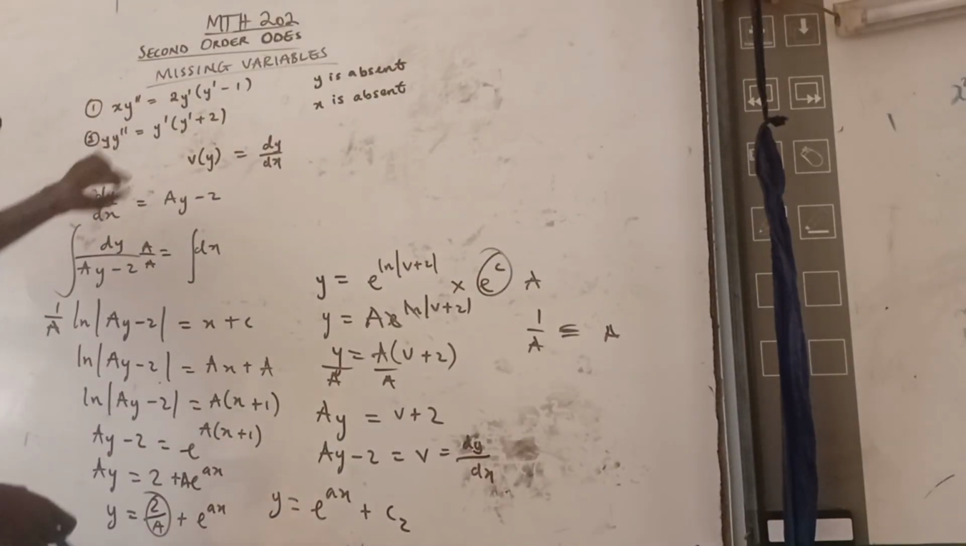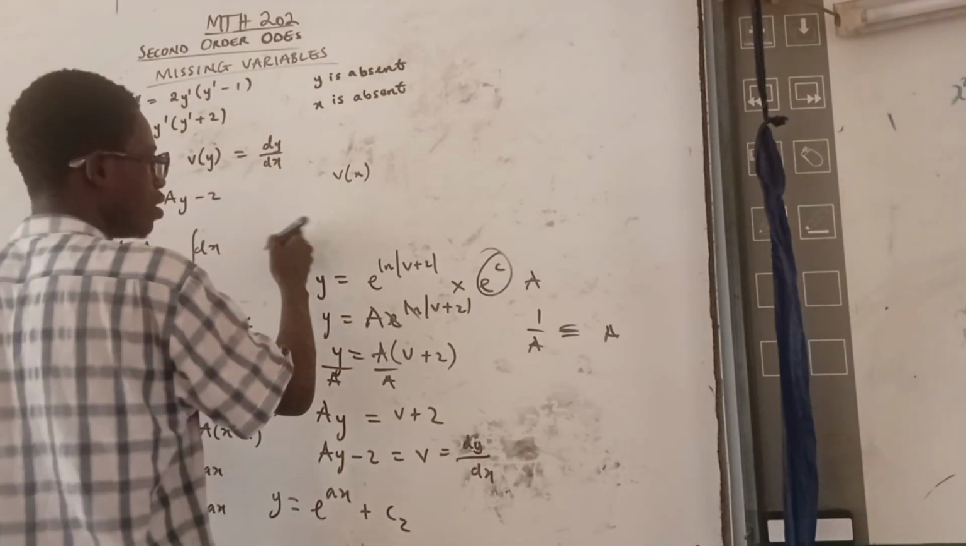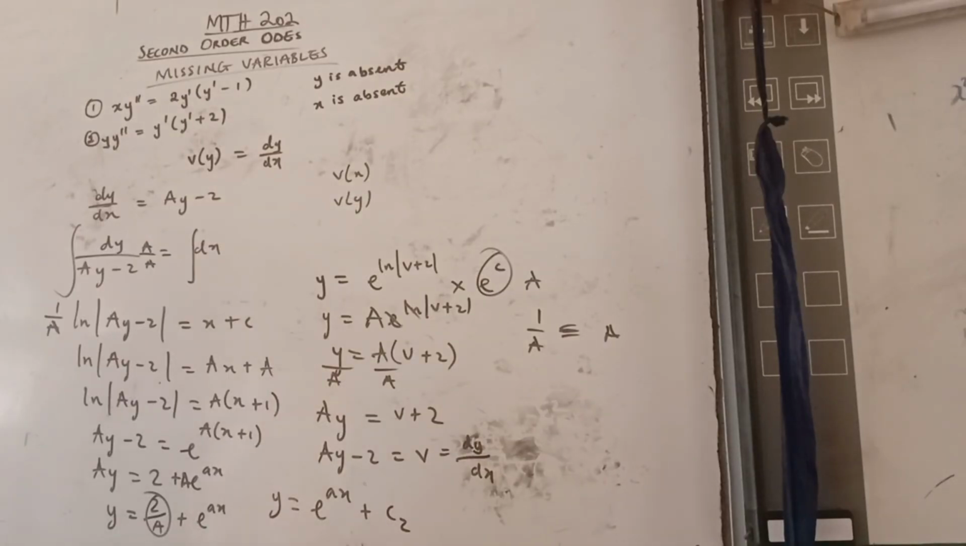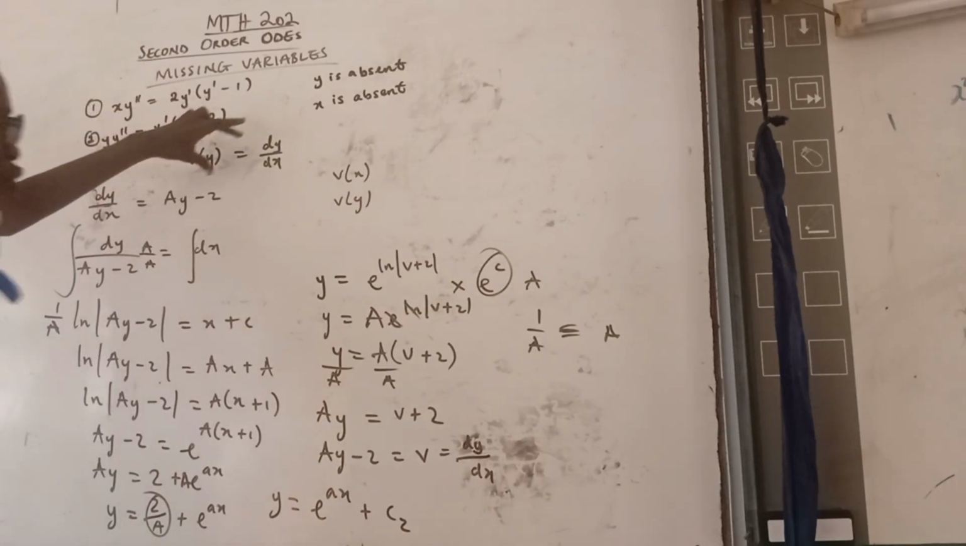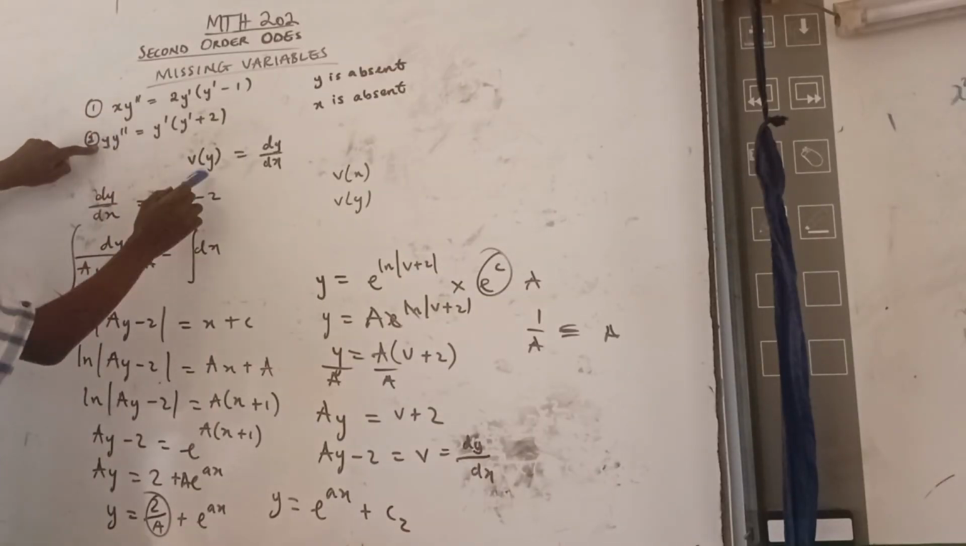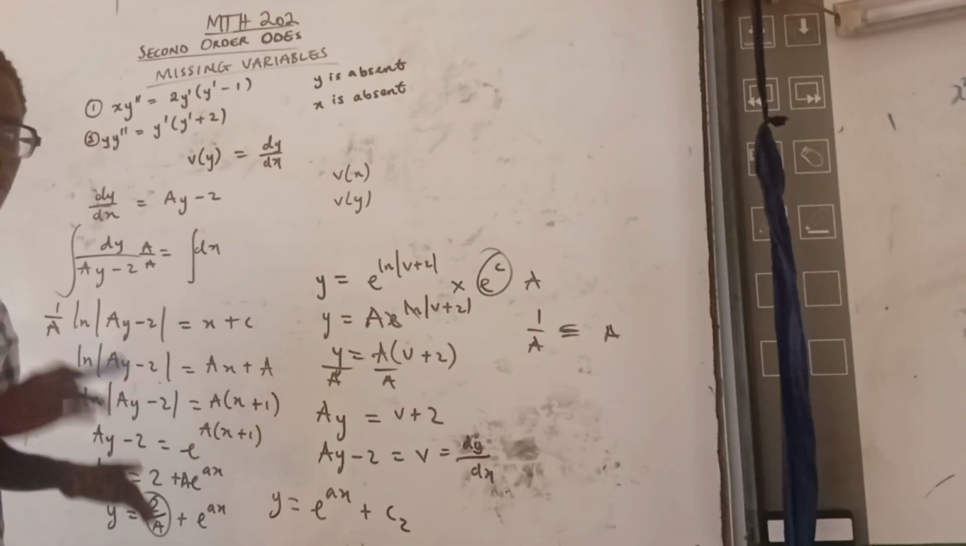So for the first one, y is missing, so we use v as a function of x since y is missing. For the second one, we use v as a function of y since x is the one that is missing, and that's how we solve ODEs with missing variables. Whenever y is absent, use v equals dy/dx. Whenever x is absent, we also use v equals dy/dx. But the difference is that x is absent in this one, so we use it as a function of y; y is absent in the other, so we use it as a function of x. That's what makes them different.